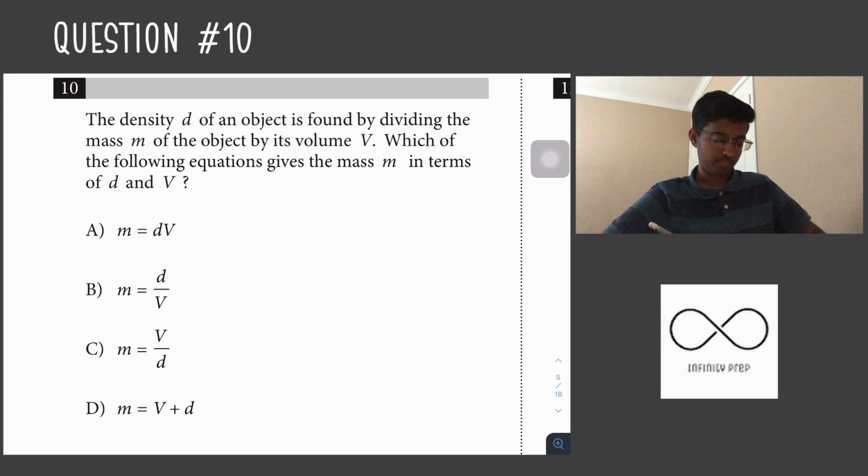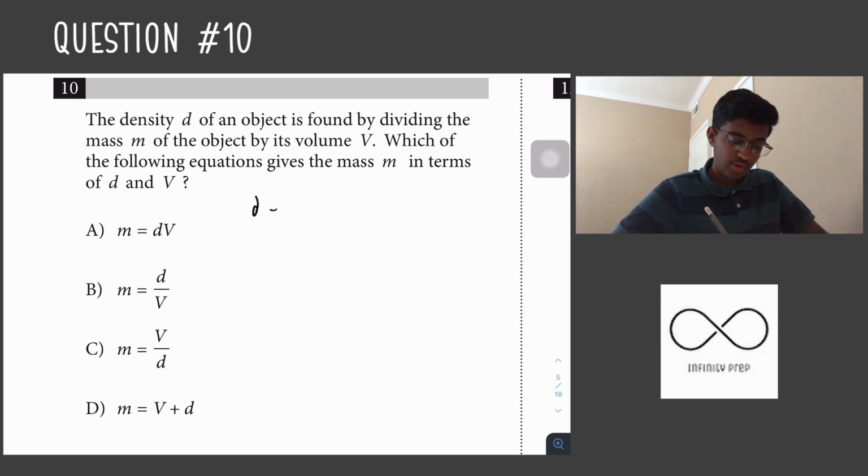Question number 10. The density d of an object is found by dividing the mass m of the object by its volume v. Which of the following equations gives a mass m in terms of d and v? Our first step is to write an equation of what the question is telling us, which is the density d of an object is found by dividing the mass m of the object by its volume v.